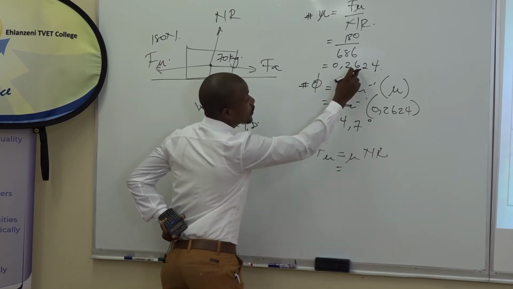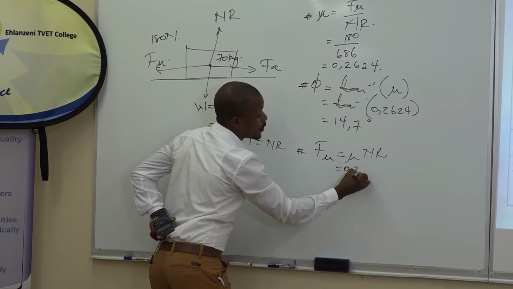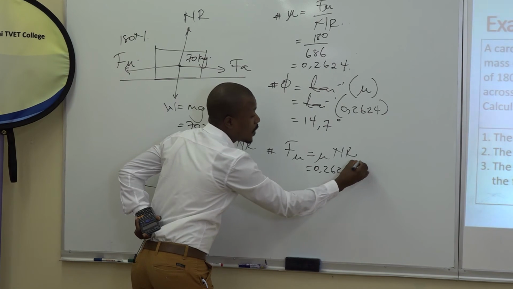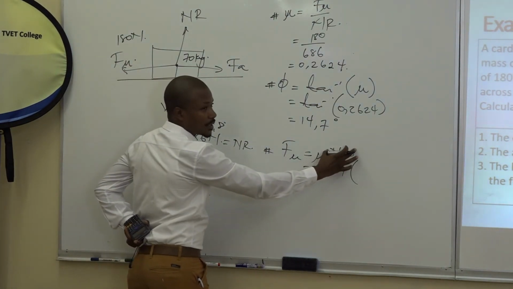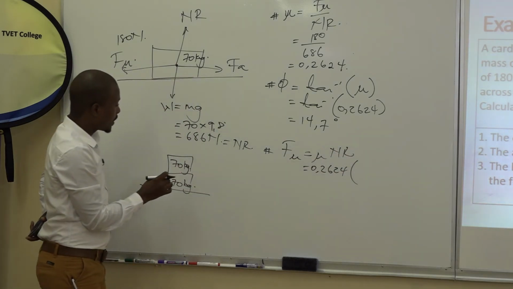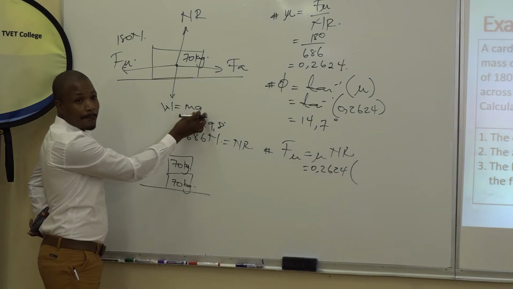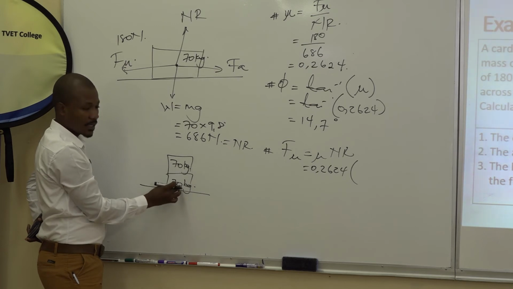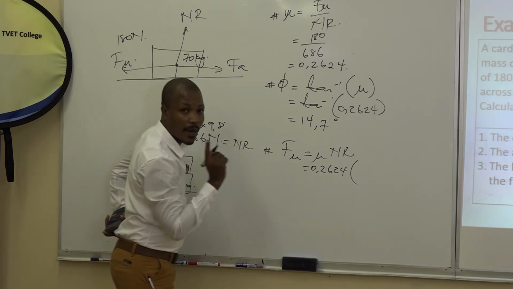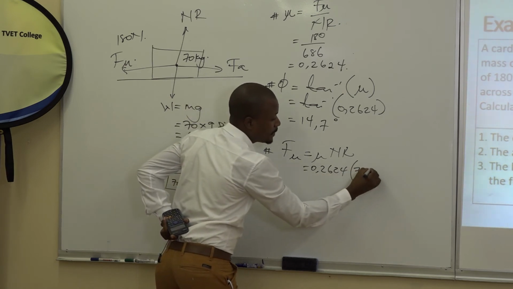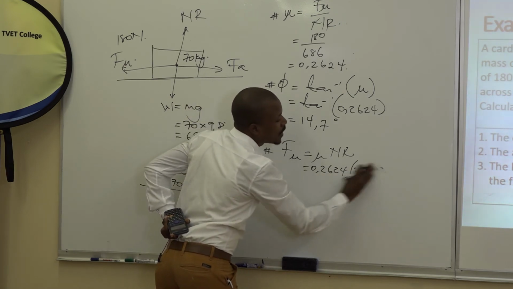And then your coefficient of friction, you already calculated it, 0.2624 into. Remember, how do you calculate your normal reaction? Your normal reaction is calculated by mg. But in this case, we have two boxes. It means we're going to have to add these two masses and have one mass. It means we're going to have 70 plus 70. This should give us 140.